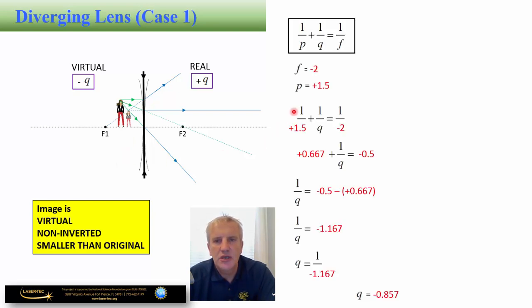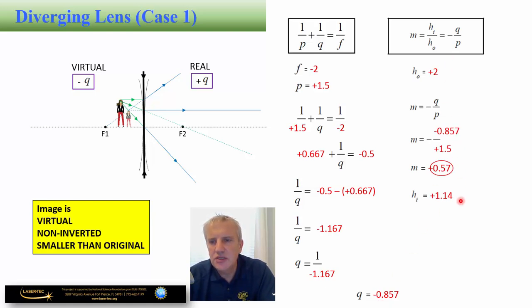Here's the analytical approach. We're dealing with a diverging or negative lens, so the focal length this time is to be taken with a negative sign. The distance of the original to the lens is plus 1.5. And then if we substitute these two values into the lens formula, we get the formula in this shape. Taking 1/1.5 gives us 0.667. 1/2 is 0.5. We extract 1/Q, got this value for it, and then we reciprocate to get the Q, and the Q ends up being negative 0.857.